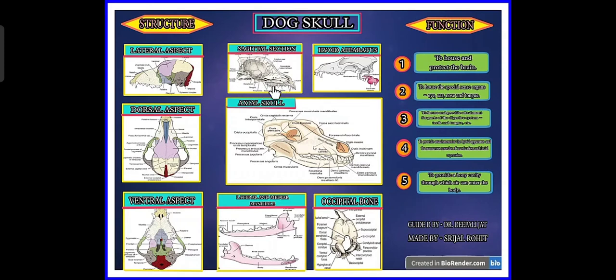See in the upper diagram, this is its sagittal section. Its cranial cavity is separated from the cavity of the nose by a perforated plate of bone, the cribriform plate. All these bones that I just told you about are shown in the pictures. So I told you about the structure and function of the dog skull.